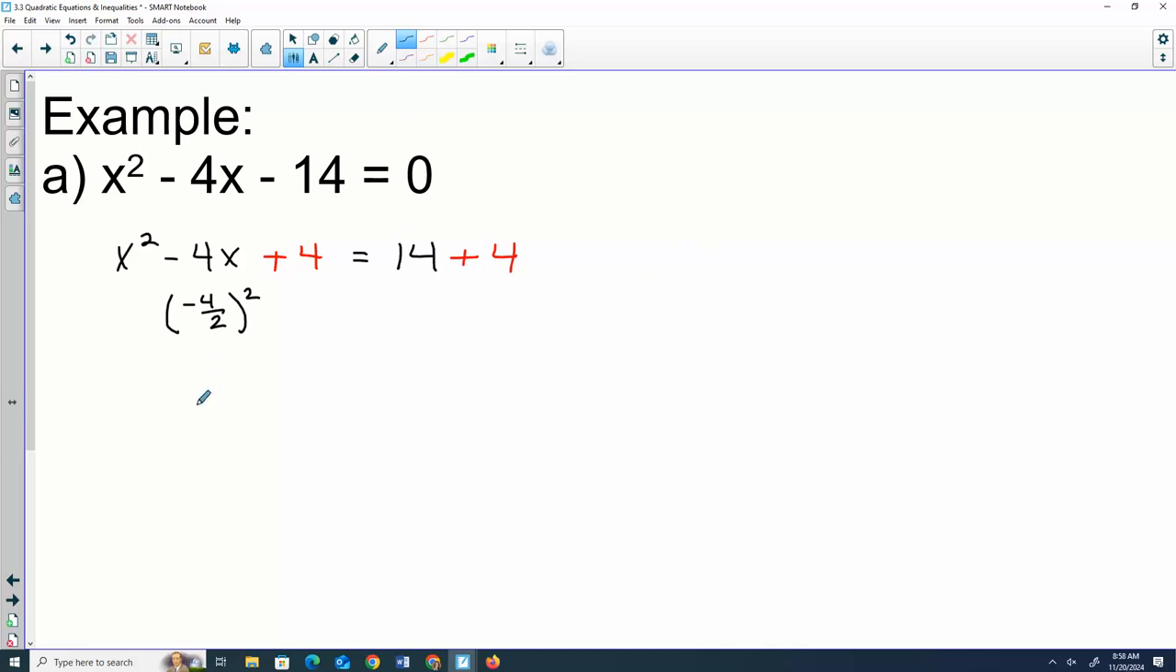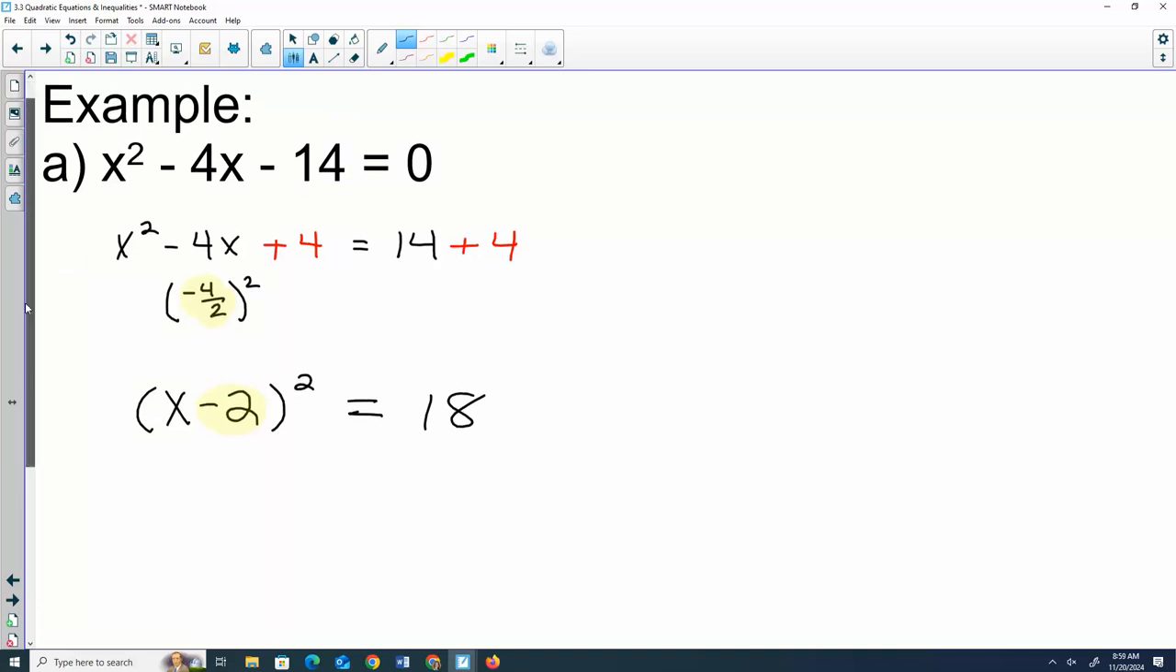Now, this should factor. What multiplies to positive 4 and adds to negative 4? Negative 2 and negative 2. So this factors into x minus 2 squared, because there's 2 of them, equals 18. And it'll always factor into something squared because we have created a perfect square. A good rule of thumb, if you're struggling, think about before we squared it. Negative 4 divided by 2 is negative 2. That's what this factors into every time.